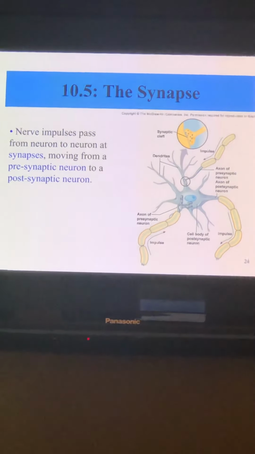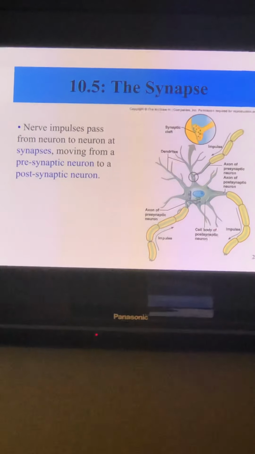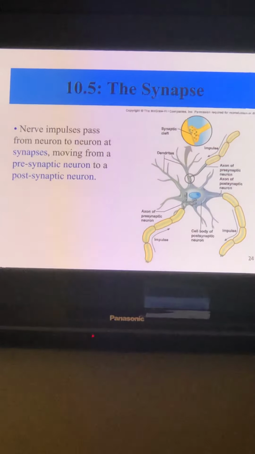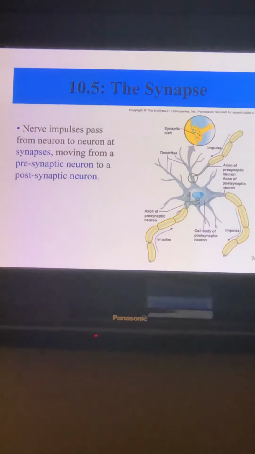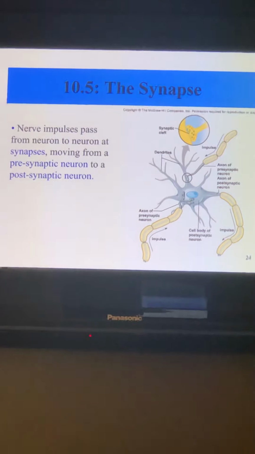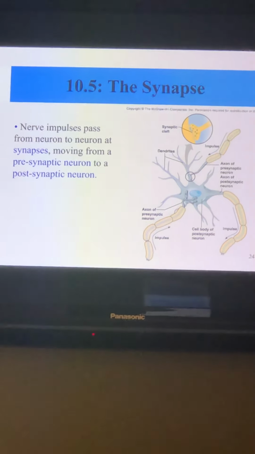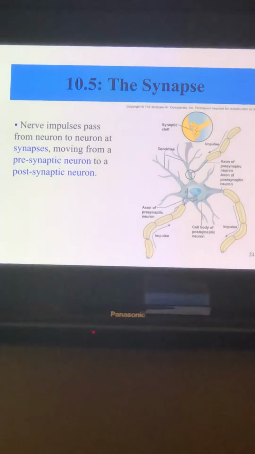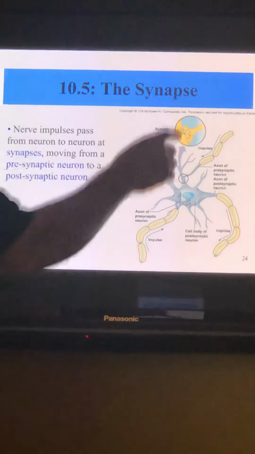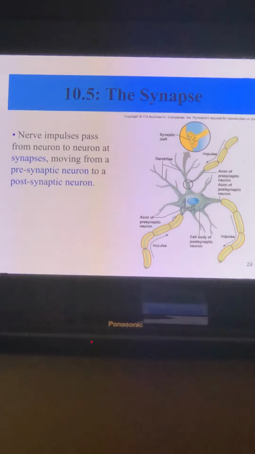Alright, the synapse, I think we started covering this in chapter 9. Your last exam covered 7, 8, and 9, and chapter 9 was the muscular system. We talked about how the motor neuron supplies the muscle. We went over things like neurotransmitter, motor end plate, neuromuscular junction. Well, at that time we talked about the synapse, which is a space between the motor neuron and the muscle.